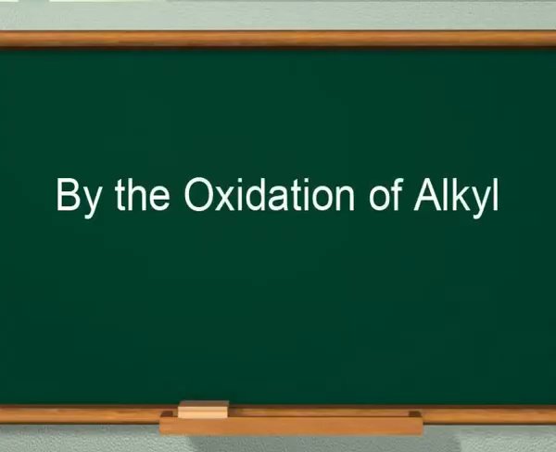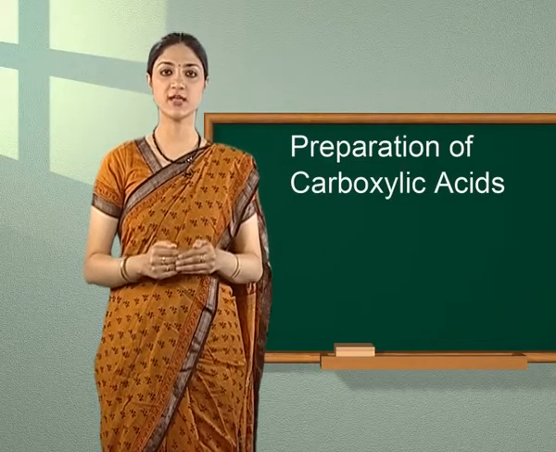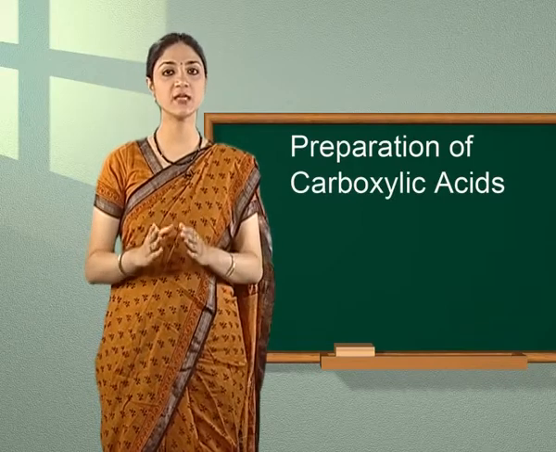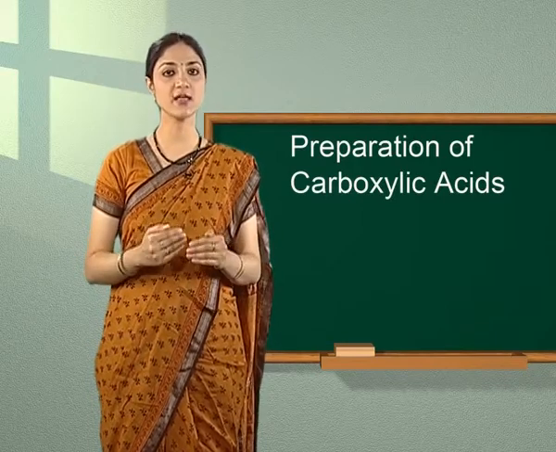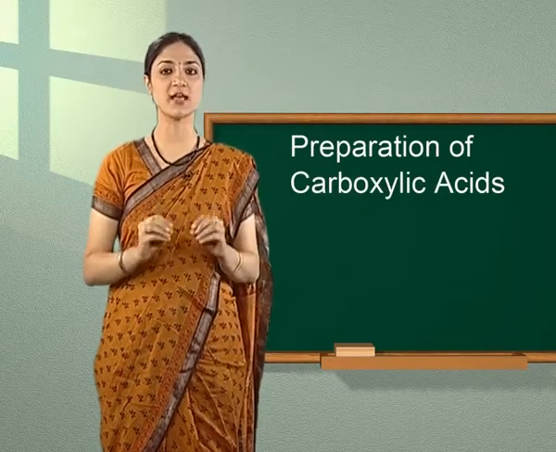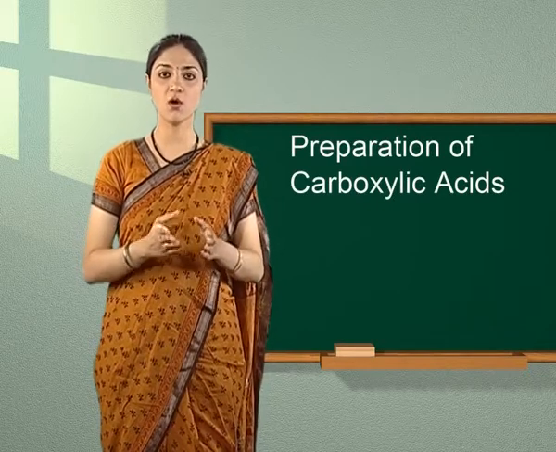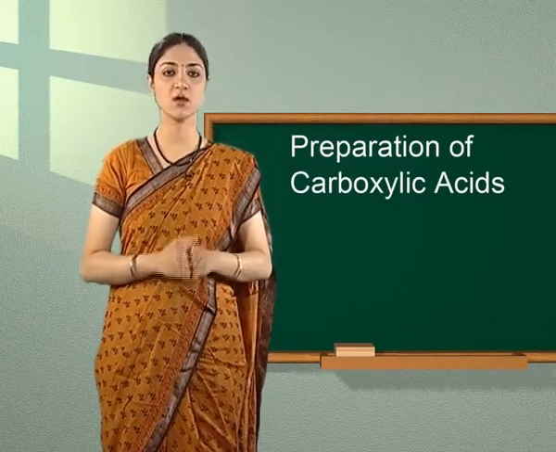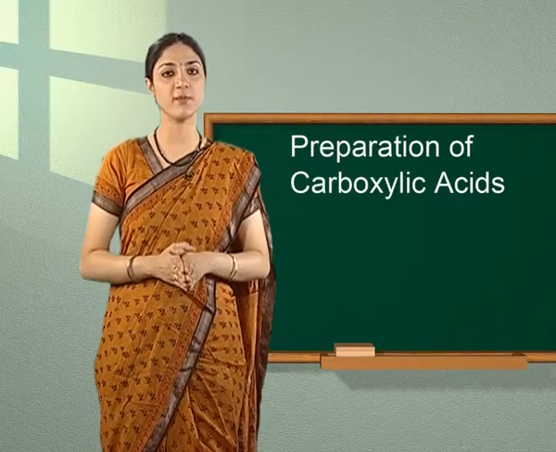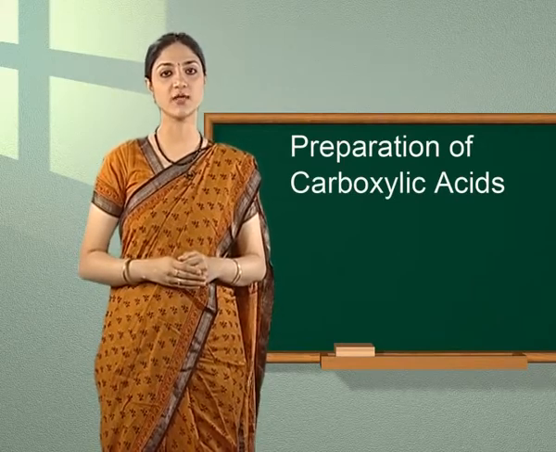By the oxidation of alkyl benzenes or arenes. Alkyl side chains attached to the benzene nucleus are oxidized to carboxyl group with the help of normal oxidizing agents such as acidified potassium permanganate, potassium dichromate, or alkaline potassium permanganate. Let us have a look at the example shown on the screen.